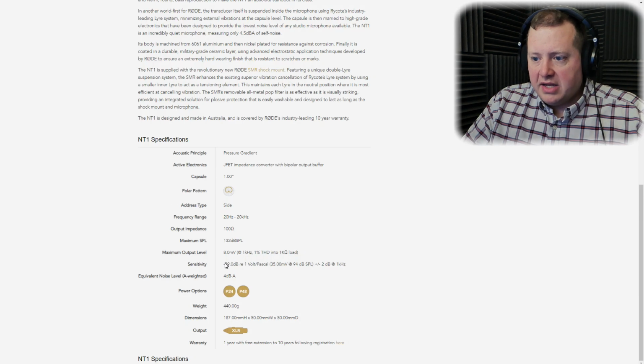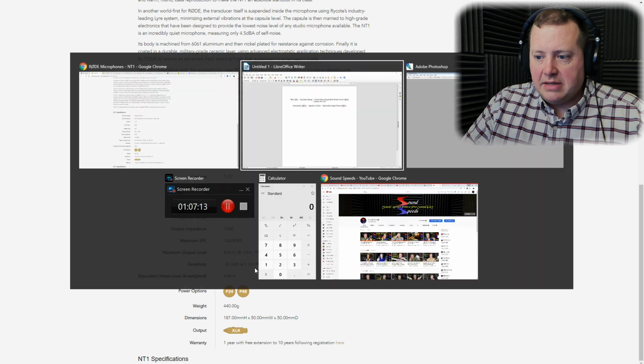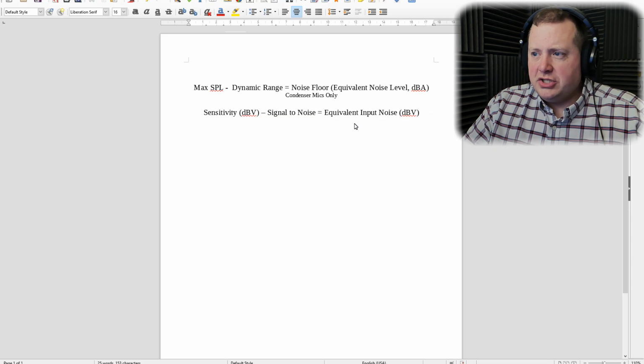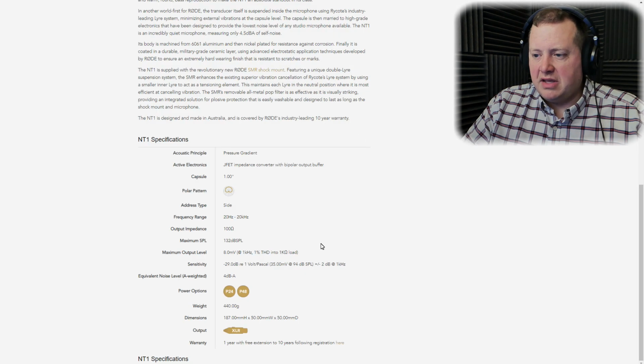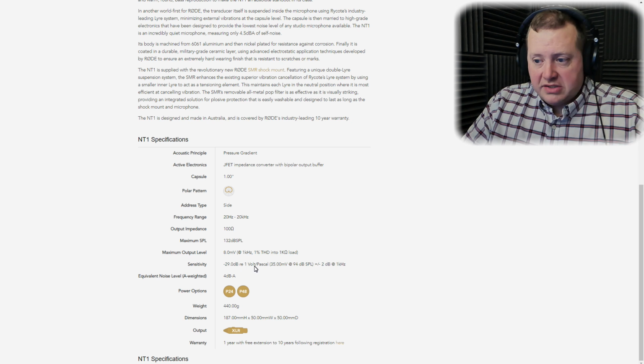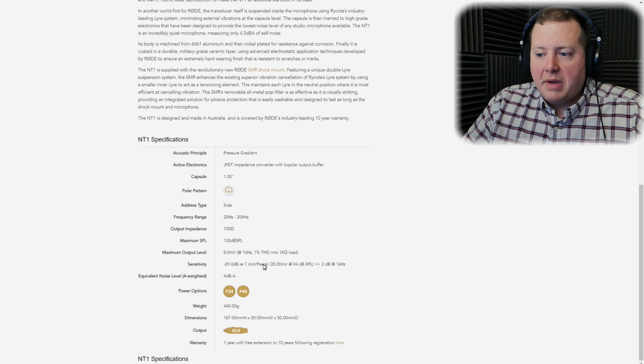Sensitivity, hey, we know what that is. That's negative 29 dB minus signal to noise ratio equals EIN. Don't know anything about that. Now, real quick regarding sensitivity, 1 volt per Pascal. It basically is creating 35 millivolts of current at 94 decibels.